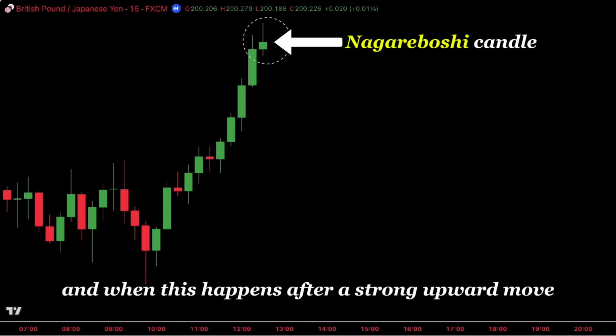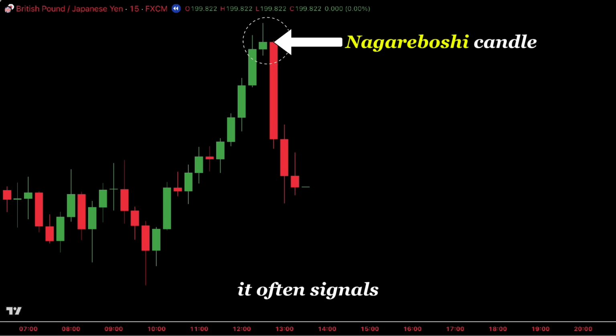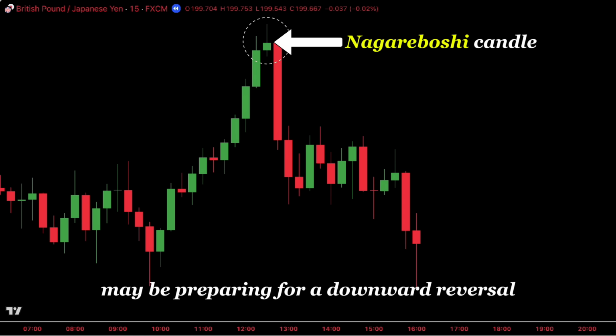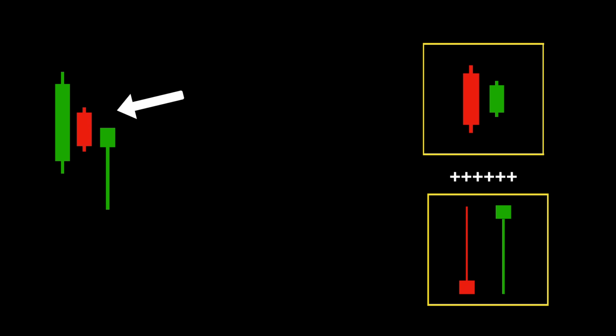And when this happens after a strong upward move, it often signals that the market may be preparing for a downward reversal. Now let's move to another powerful candlestick setup that combines the harami with the Tonkachi and the Nagaraboshi. This pattern is called the fakey setup.